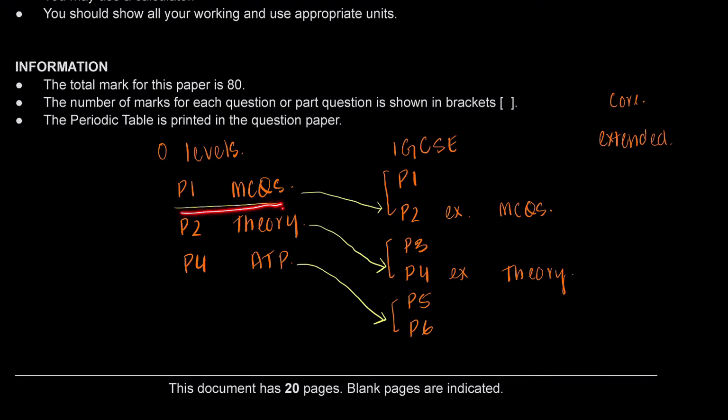Paper 1 in O-levels: if you're looking for extra practice for MCQs, we'll be looking at paper 2 for IGCSE. Not paper 1, because this is just the core MCQ paper, so it's a little easier. Paper 2 is more challenging, so that's what we're focusing on. But if you can do this, you can definitely do paper 1. So paper 1 for O levels, look for paper 2 for IGCSE. If you want some extra practice, you can look for paper 4 in IGCSE, and so on and so forth. Okay, with that, we can move on.